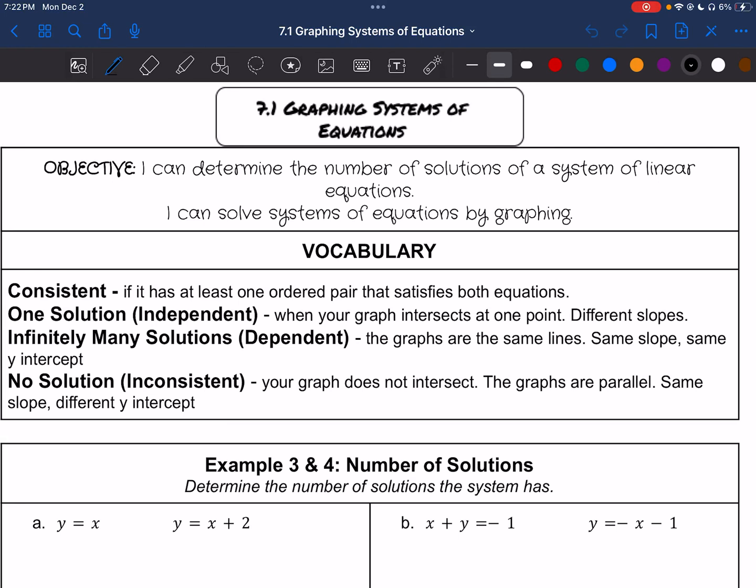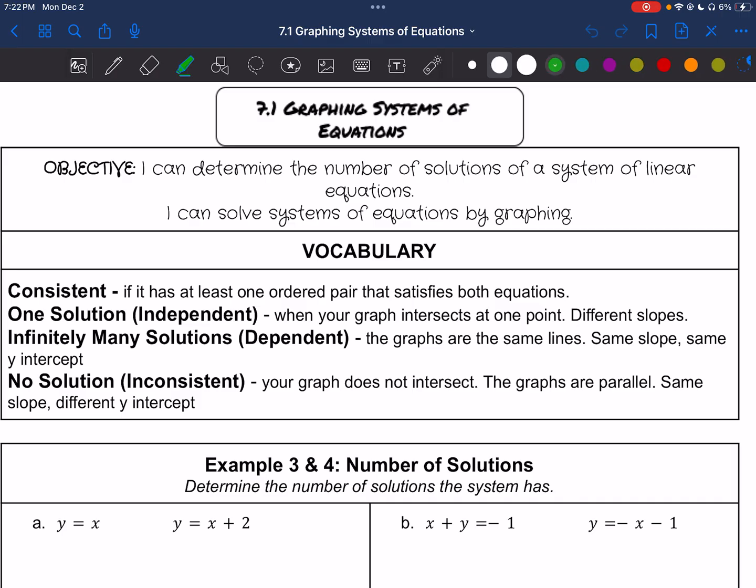Hello, and welcome to Module 7.1, Graphing Systems of Equations. Our objective for today is that I can determine the number of solutions of a system of linear equations, and I can solve systems of equations by graphing.